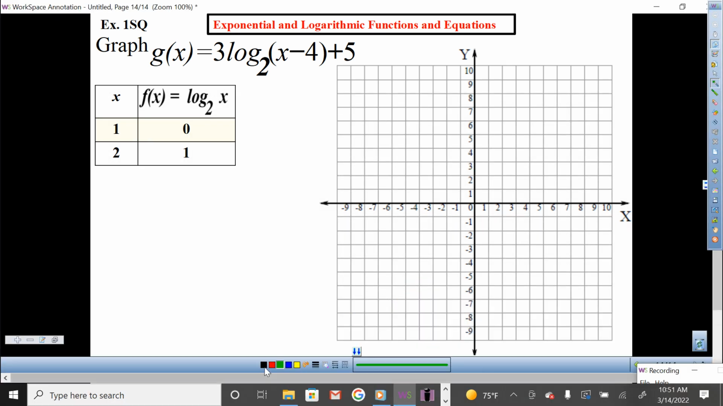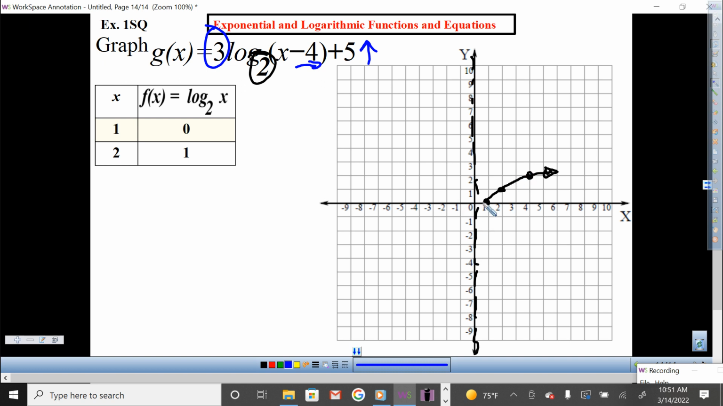Once again, what is the base? 2, right? So my parent function is at 1, 0, 2, 1, 4, 2. And then the asymptote at 0. Okay. Now check this out. This one, before I move it to the right 4 and 5 up, I need to do this. I need to multiply the y values for these 3 points times 3.